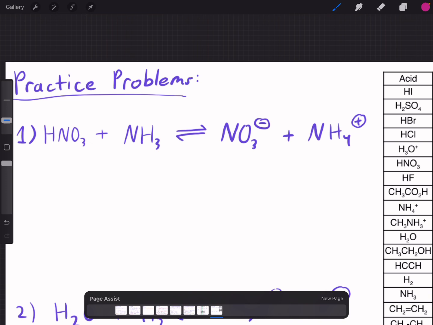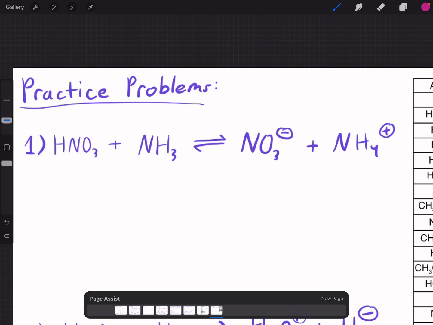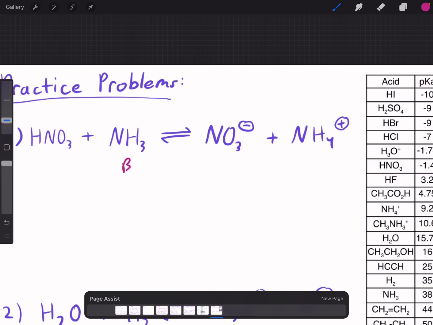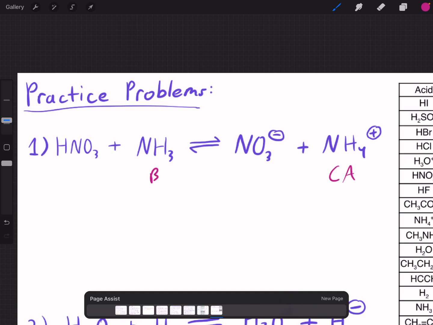Which one of these molecules is gaining a hydrogen in the product side? It's the NH3, right? You went from NH3 to NH4 plus. So what do we know about something that's gaining a hydrogen? It is the base. And since that's the base, NH4 plus is now the conjugate acid of that base. And since we know that NH3 is the base of the reaction, we know that HNO3 is the acid. You can also look at the other side. It lost the hydrogen, meaning it donated that hydrogen away. So HNO3 is the acid. Its conjugate base is NO3 minus.